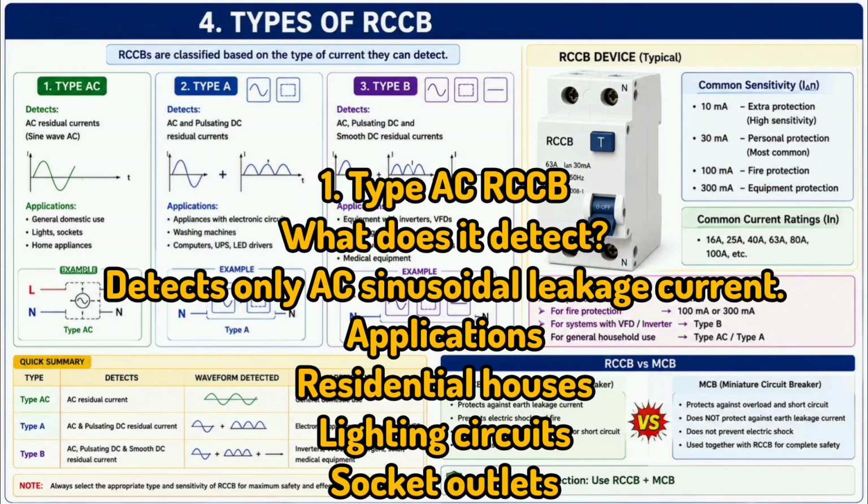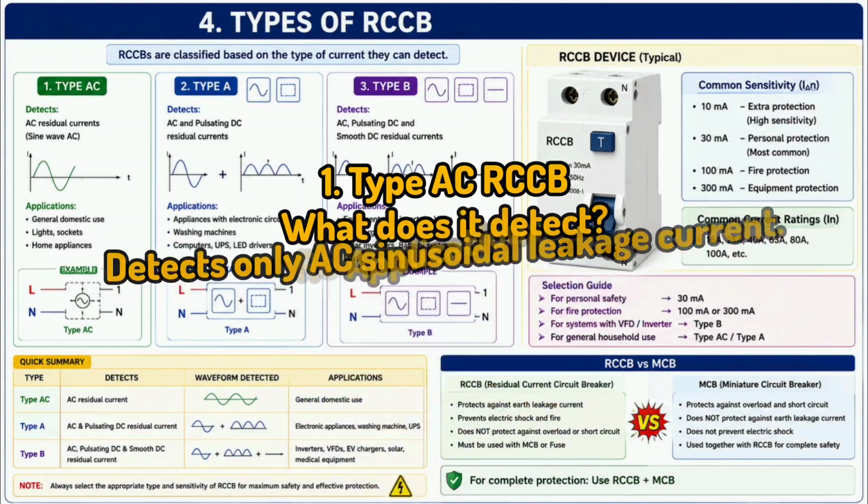1. Type AC RCCB. What does it detect? Detects only AC sinusoidal leakage current. Applications: residential houses, lighting circuits, socket outlets.